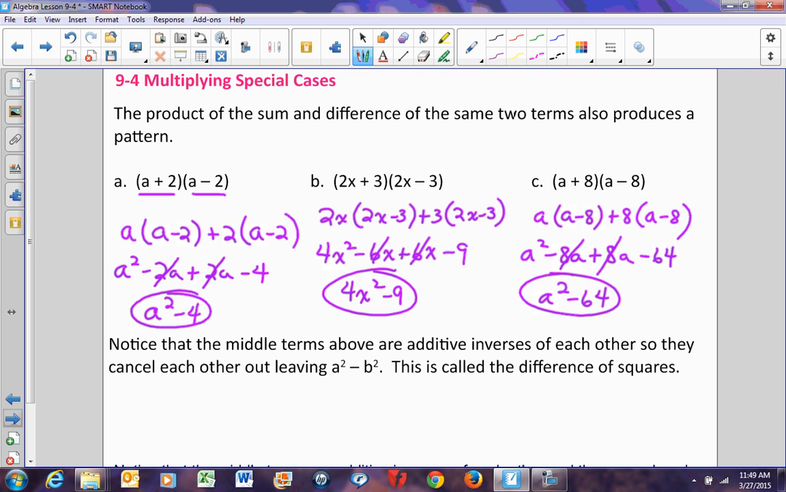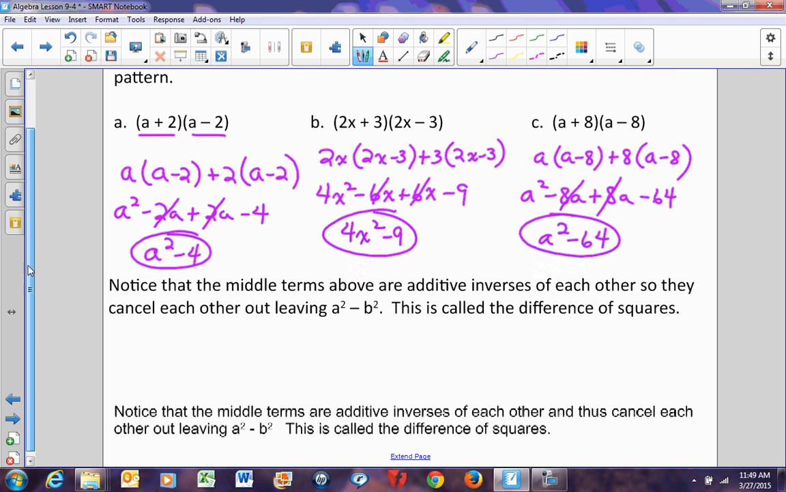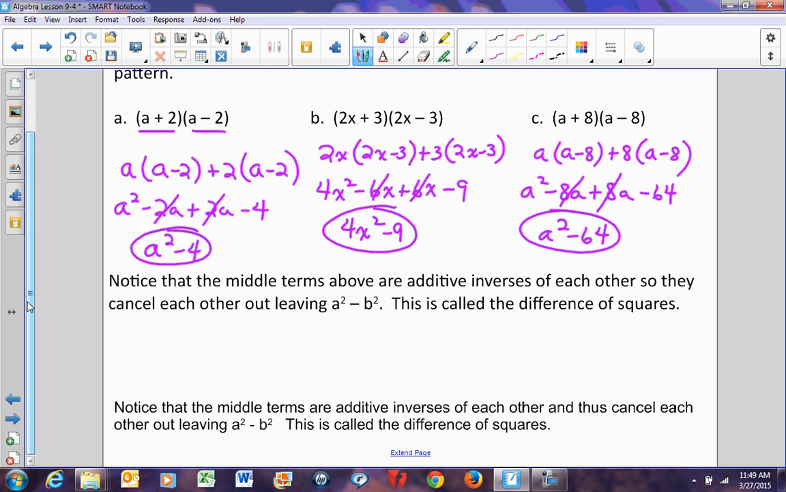Okay? This is called the difference of squares. The middle terms are additive inverses of each other, thus cancel each other out, leaving a squared minus b squared. That's the difference of squares. Why I wrote this twice, I have no idea. Don't worry about this, because it's right above it. I just wanted to make sure you really understood that, so I wrote it twice.